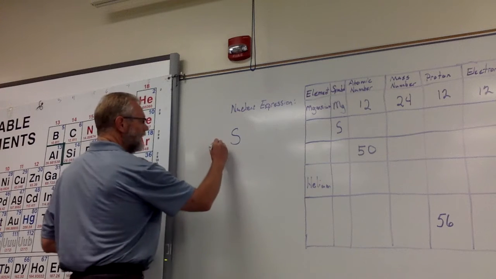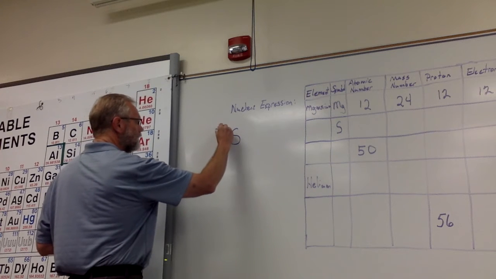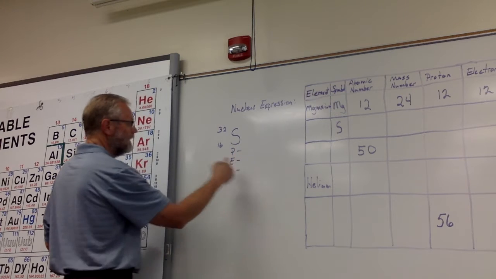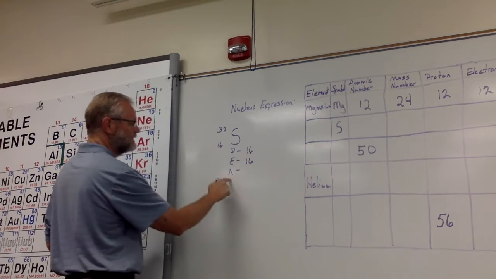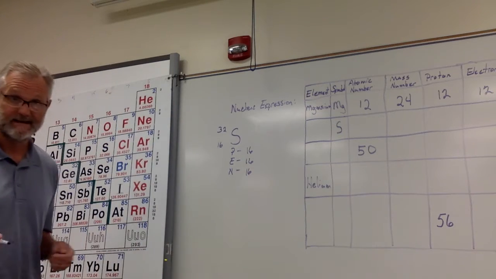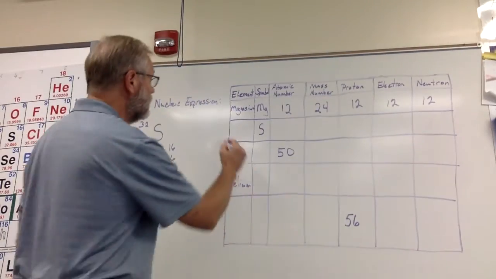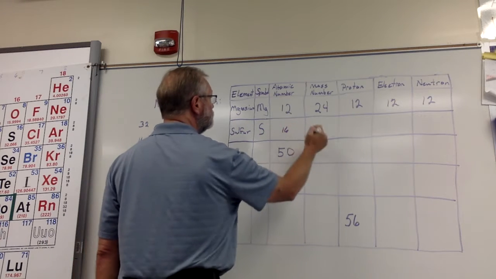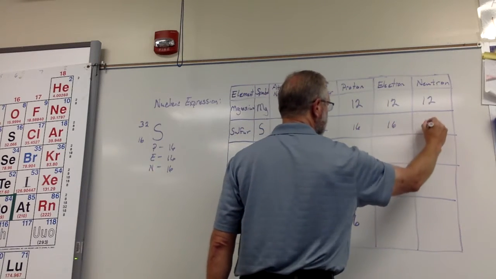So in this one, we have an atomic number of 16 and a mass number of 32. So the proton number for sulfur is going to be 16. There's no charge, so electrons are 16. Neutrons is 32 minus 16, and again, it's 16, 16, and 16. So I come over to my chart, my table, and I go, this one is sulfur, and then it's got atomic number 16, mass number of 32, proton number 16, 16, and 16.